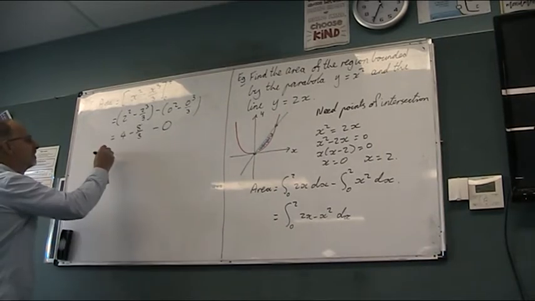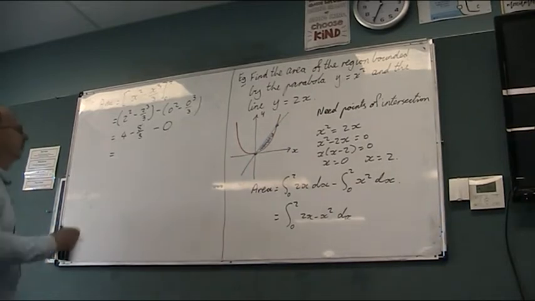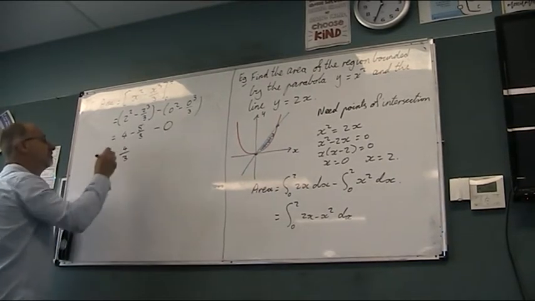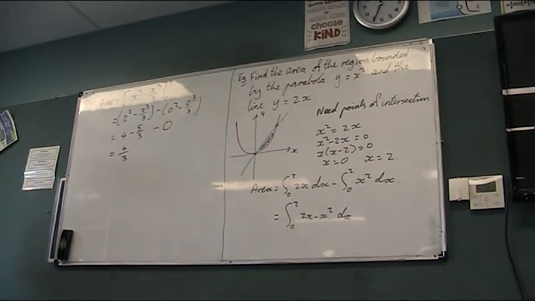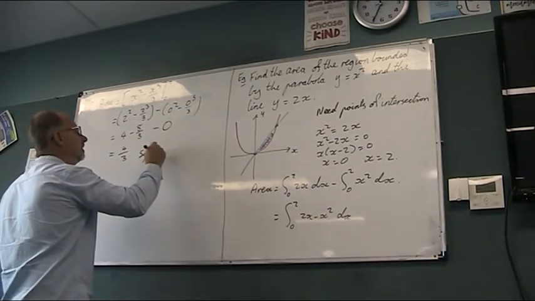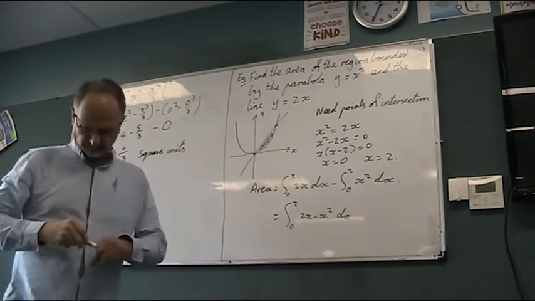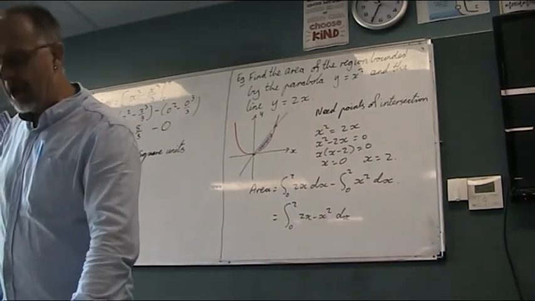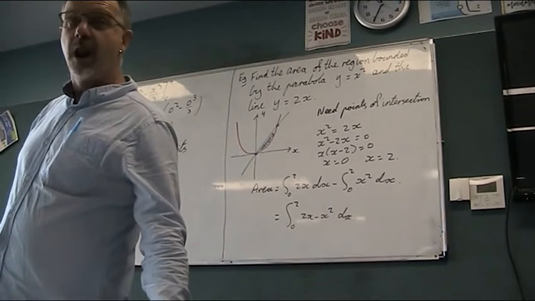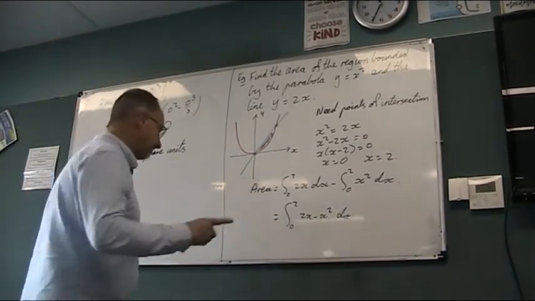So 4 minus 8 thirds is how many thirds? 4 has 12 of them. 12 minus 8 is 4 thirds square units. Alright, anything so far? No? Good.